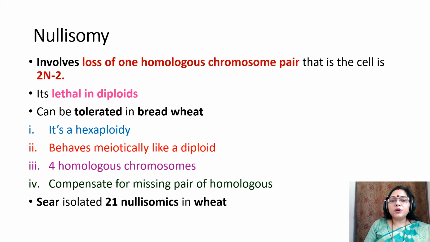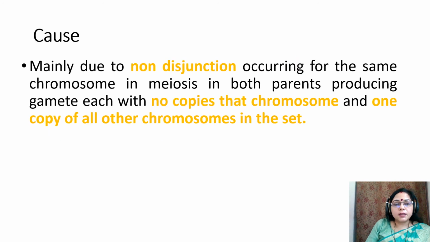Nullisomy. It involves loss of one homologous chromosome pair, that is, the cell is 2n minus 2. It is lethal in diploids but can be tolerated in bread wheat because it is a hexaploid. It behaves meiotically like a diploid. It has 4 homologous chromosomes. It is compensated for a missing pair of homologs. Sears isolated 21 nullisomics in wheat. It occurs mainly due to non-disjunction occurring for the same chromosome in meiosis in both parents, producing gametes, each with no copies of that chromosome and one copy of all other chromosomes in the set.